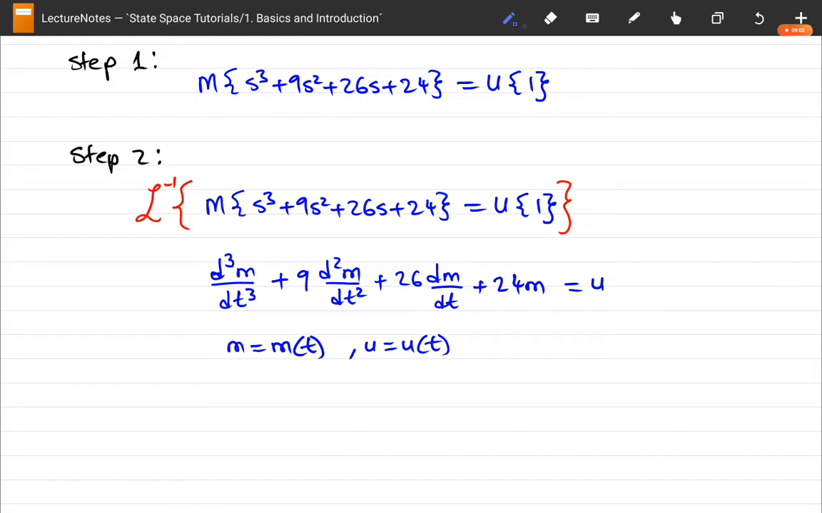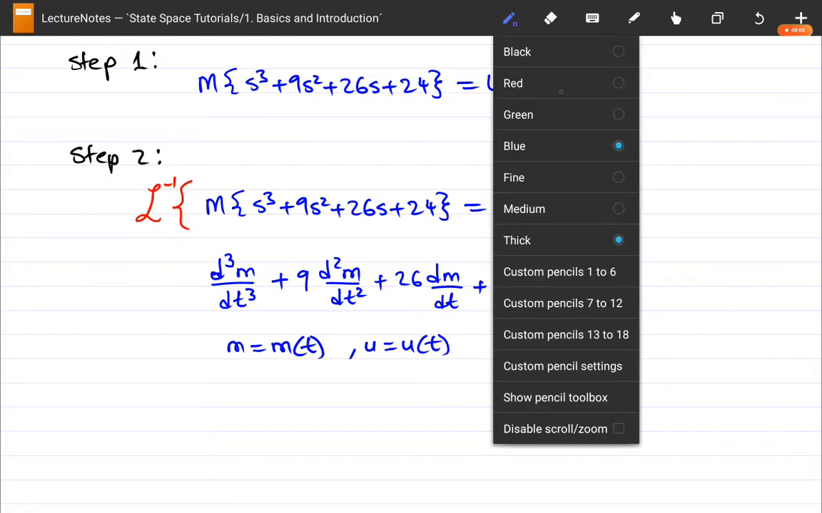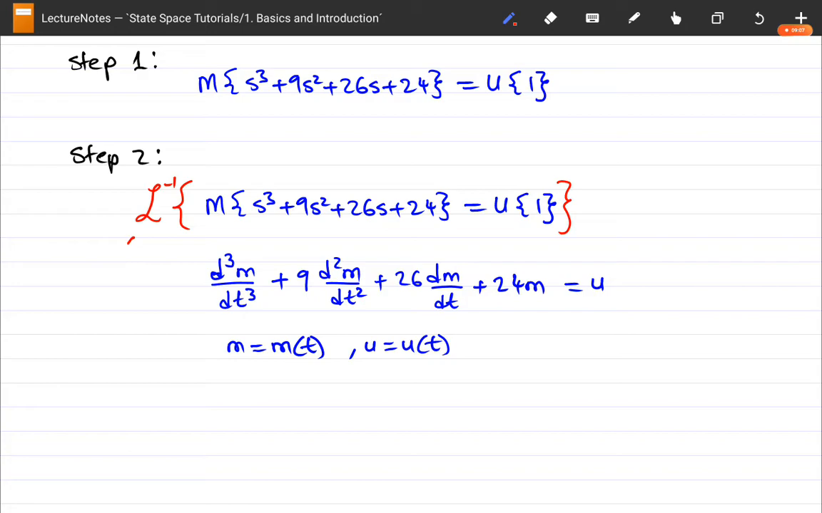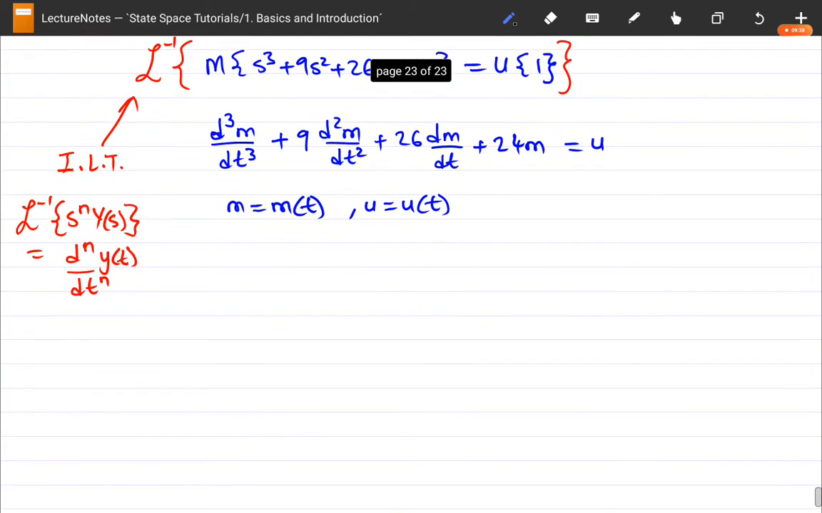And remember, what we just did here is we took the inverse Laplace transform. I think I should point this out. If this is a bit confusing, remember that for the inverse Laplace transform, we say that for s to the power of n times a function, in this case y of s, the answer is just the nth derivative of our function with respect to time. So that's what we just did right now. Okay, so now we can move on to the next step.